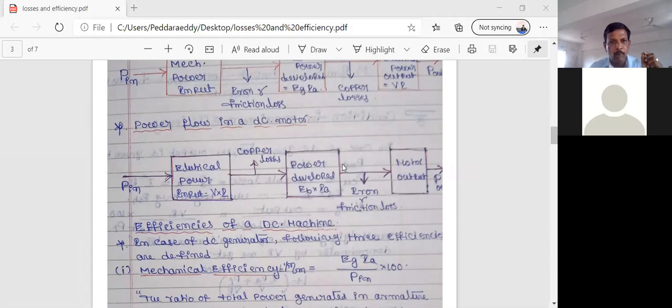And what is the overall efficiency of a motor? Overall efficiency of a motor is electrical input, mechanical output. What's the formula for efficiency? Output by input. Motor output P out by input VI, the electrical power input, into 100. We get the overall efficiency of the DC motor.